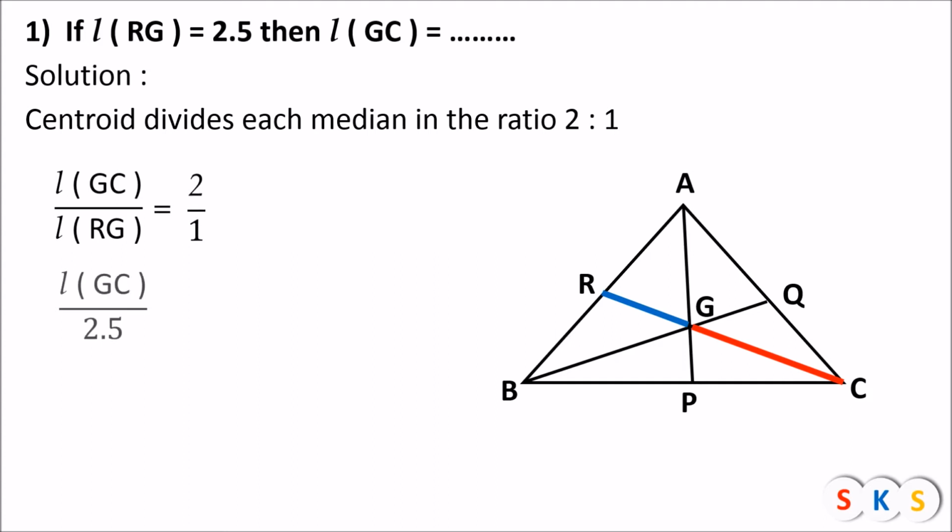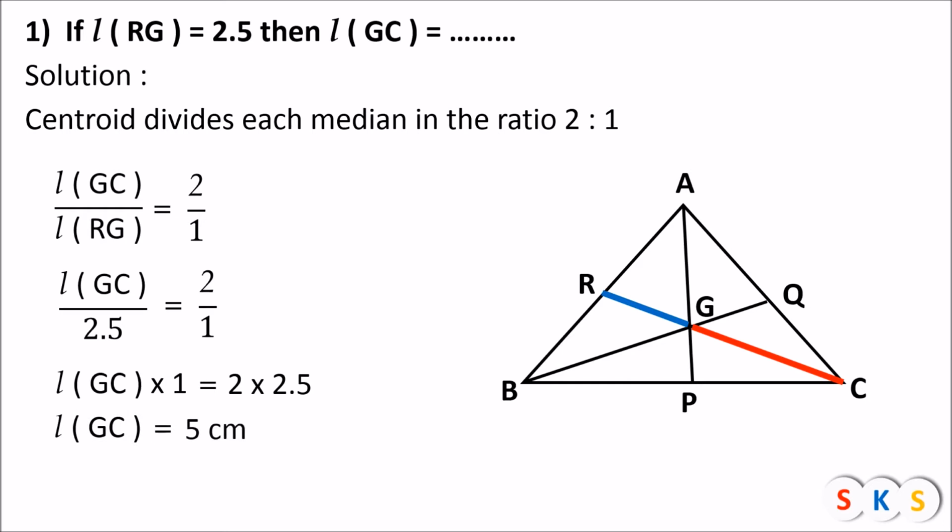Now we will substitute the value of length RG as 2.5. We will go for cross multiplication. Length GC into 1 equals 2 into 2.5. Length GC equals 5 centimeter.